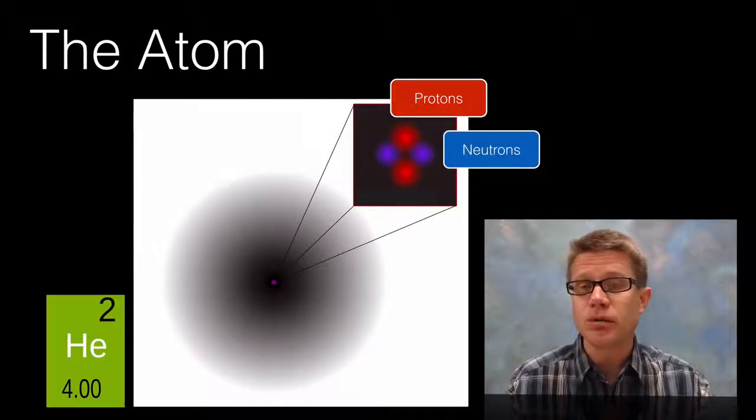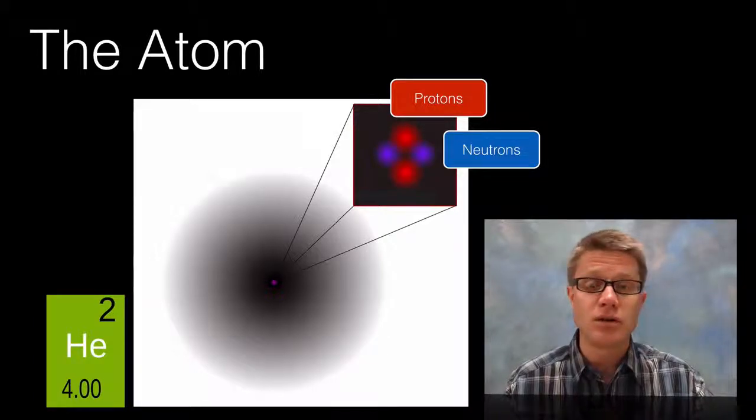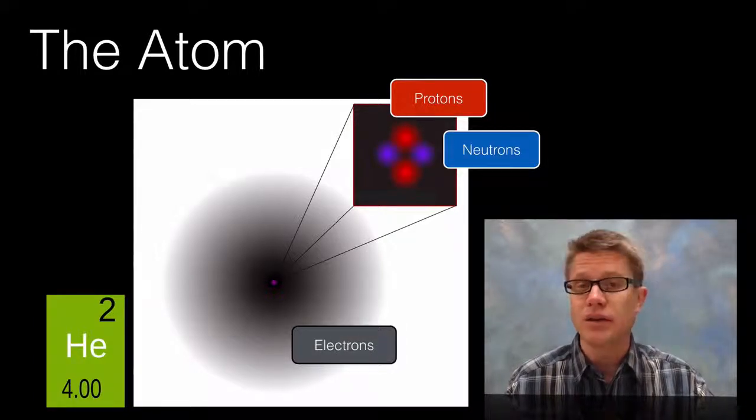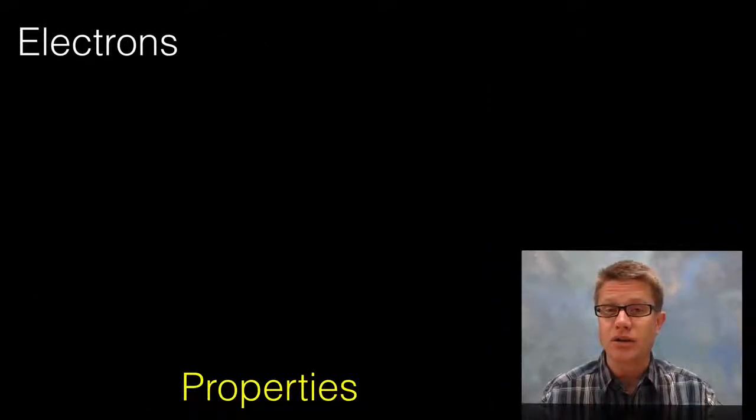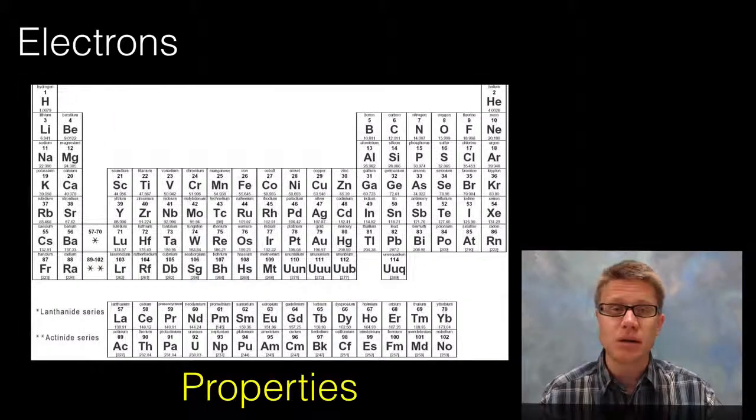Now, since the number of protons and electrons are the same in a neutral atom, we can figure out that we've got these electrons moving around the outside. And the number of electrons that we have out there tell us a lot about the properties of the atom. And so if you look at the periodic table, this whole thing is essentially built on the number of electrons that we have, because that tells us a lot about the properties.